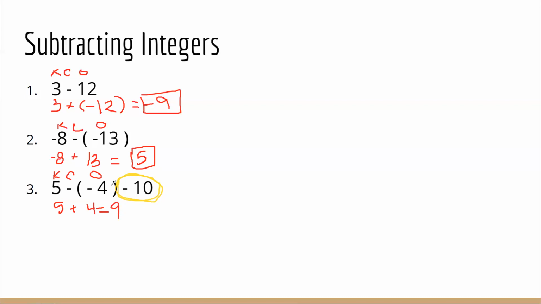Now we have to go back and bring down everything that we did not use. So now we have 9 minus 10. If you wanted to KCO that you could. If you know what that is off the top of your head, you can do that too. So if I KCO that, then it's going to be 9 plus -10, which is going to give me a -1. That was really rough. -1.